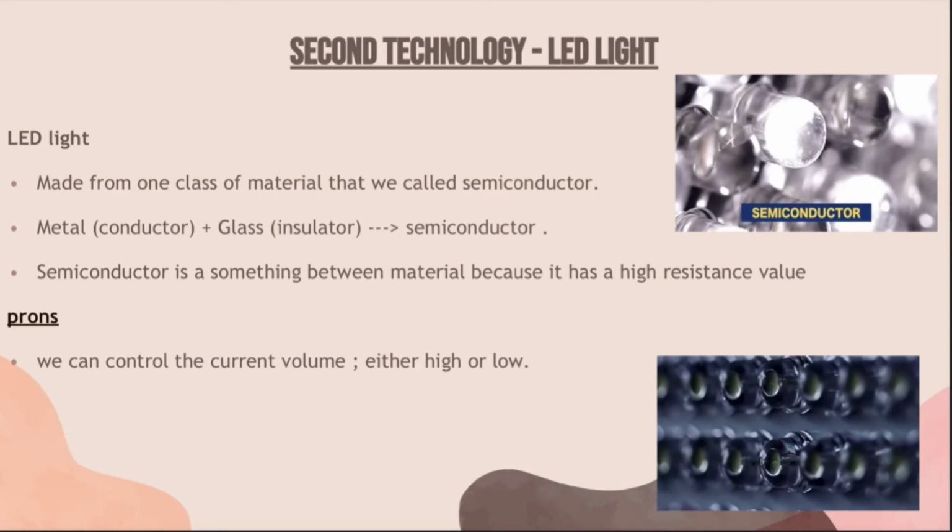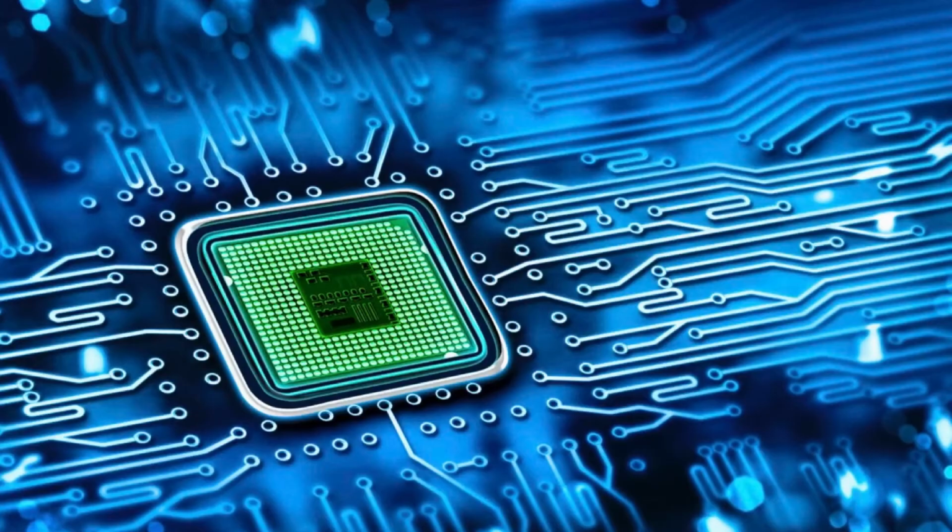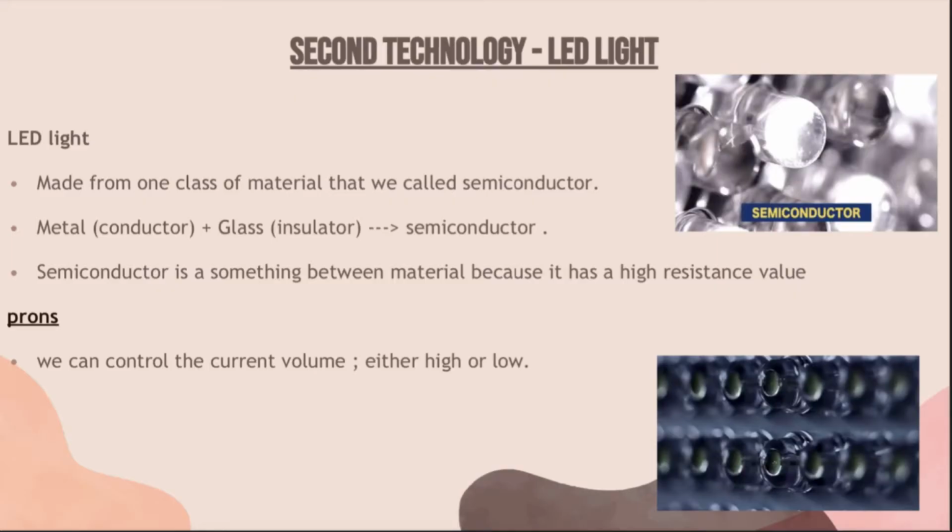Okay, for the second technology, we have LED light. First, I will tell you about the characteristics of LED light. LED light is made from one class of material that we call semiconductor, which is metal, glass, mixed semiconductor. A semiconductor is something in between, because it has a high resistance value.